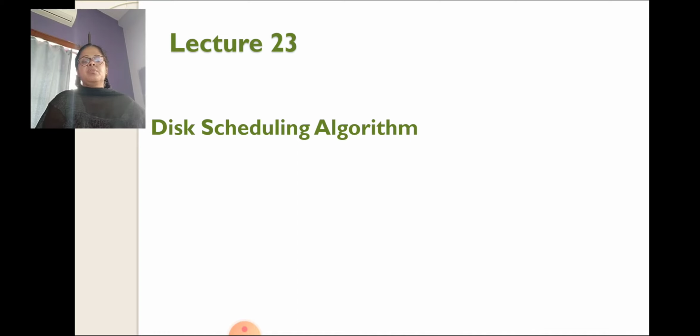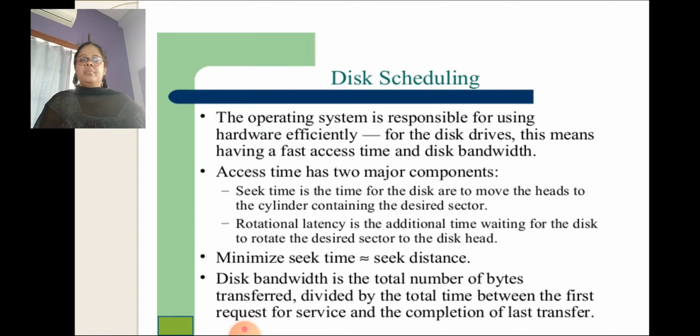We can improve both the access time and bandwidth by managing the order in which disk IO requests are serviced. The operating system is responsible for using hardware efficiently. For the disk drive, this means having a fast access time and disk bandwidth.